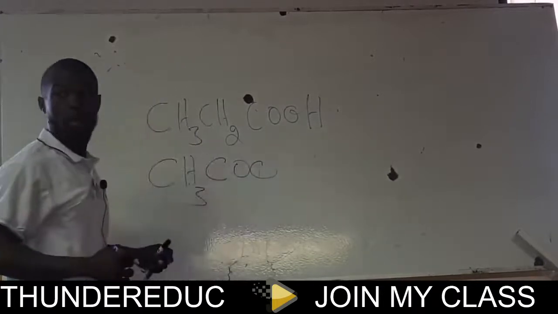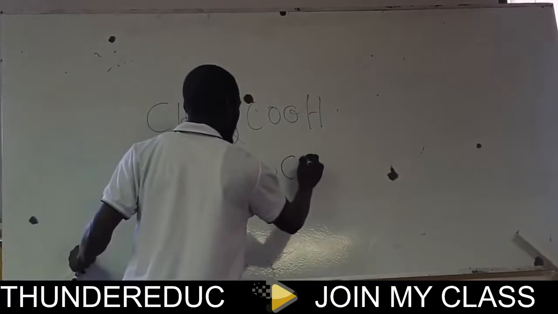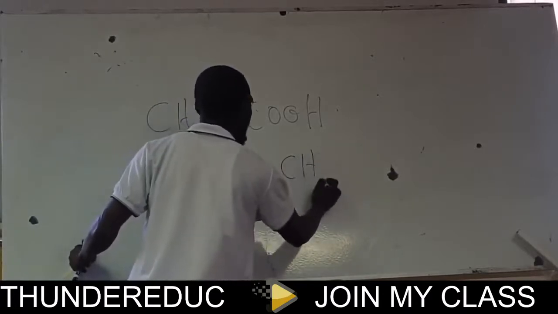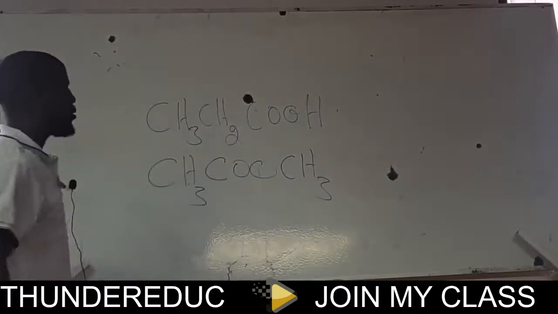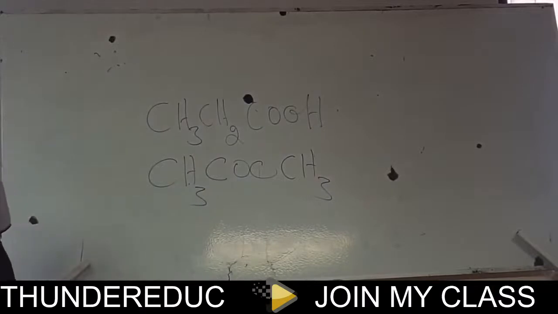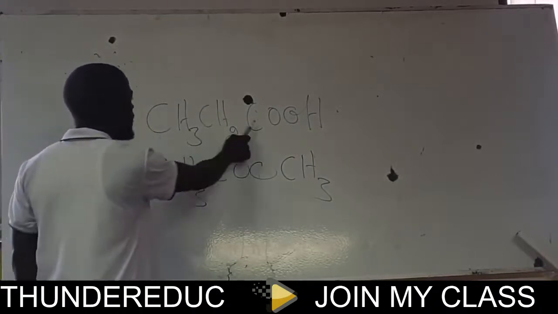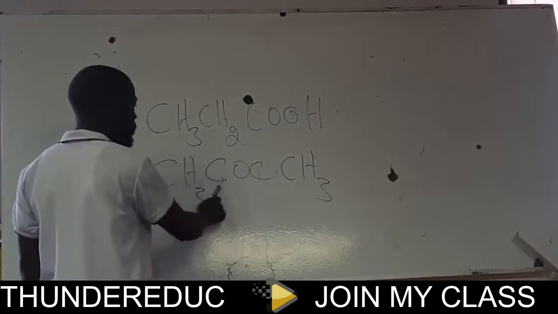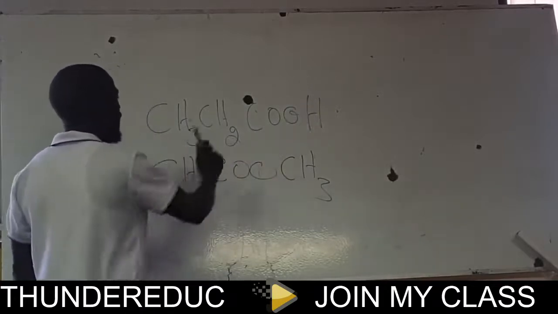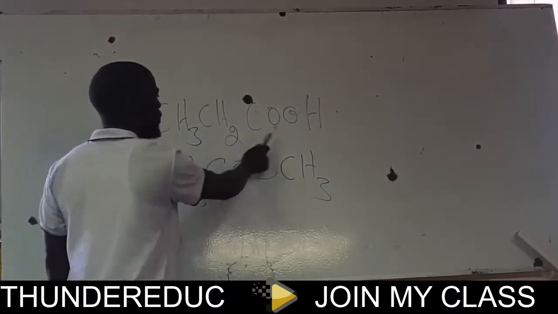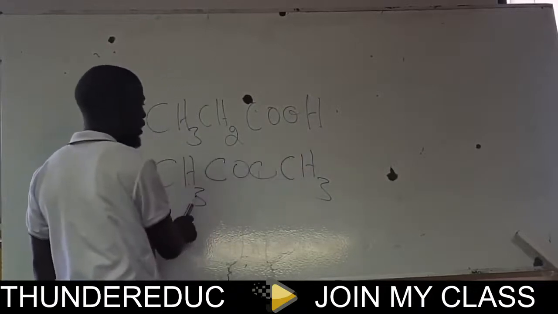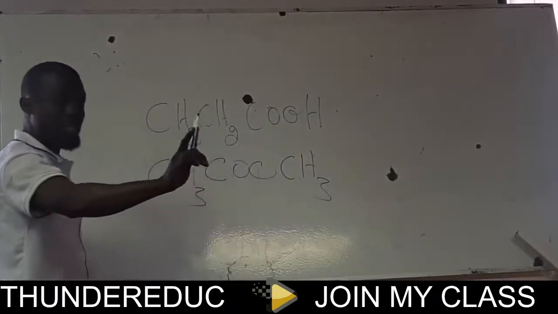I'm writing now ester. Yes, I'm making it an ester. Now it is an ester. Let's count the number of hydrogen, and then we see if we put the bonds, they're going to fit when we expand it. Carbons, 3. Hydrogen, 6.